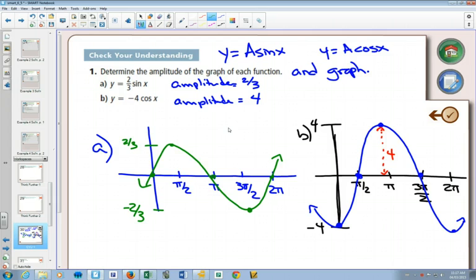Questions that practice amplitude are 3, A and B, 4, 5, and 9.